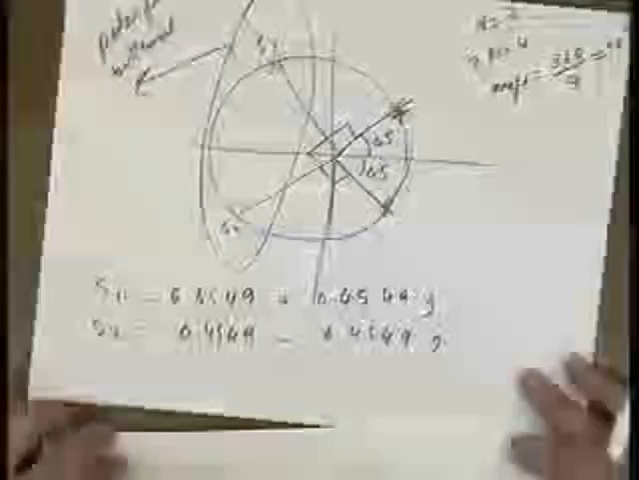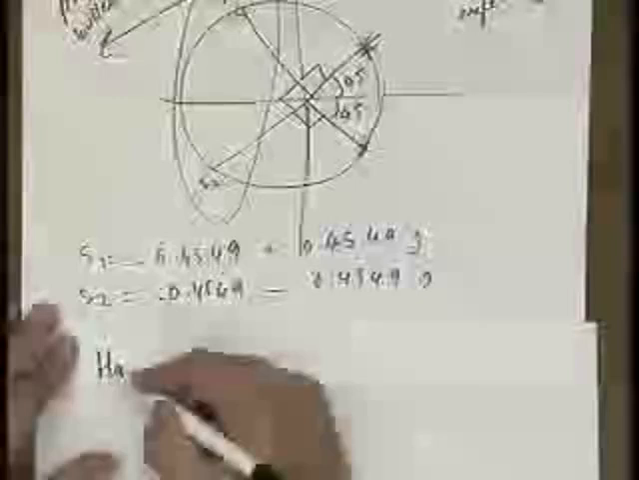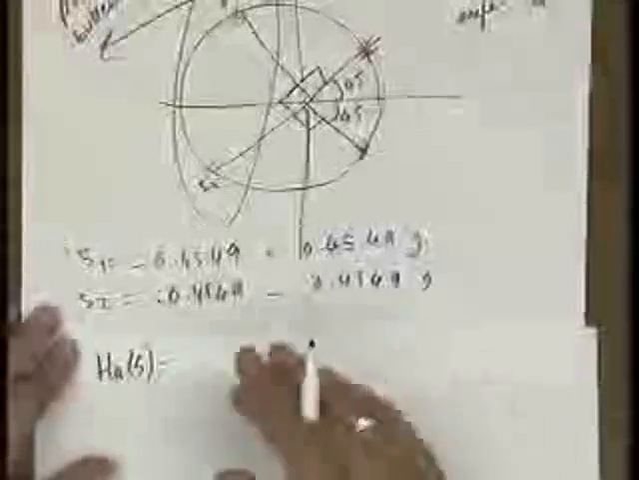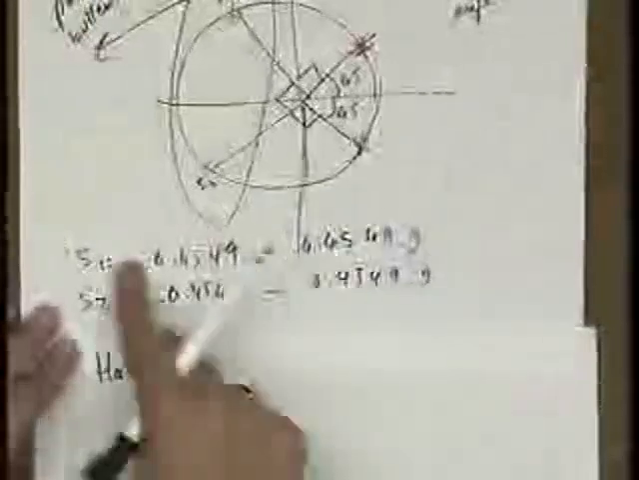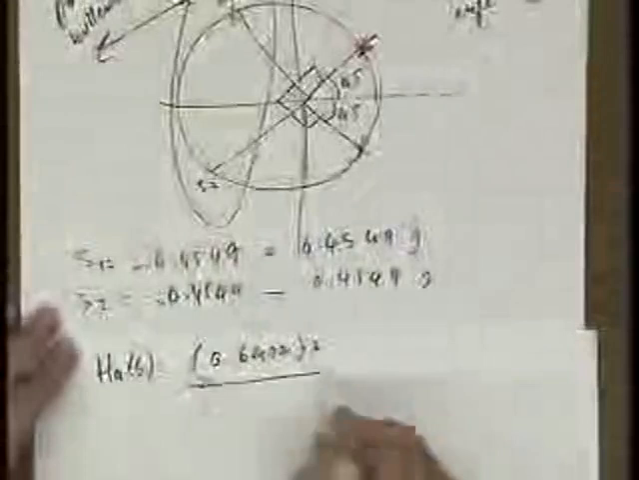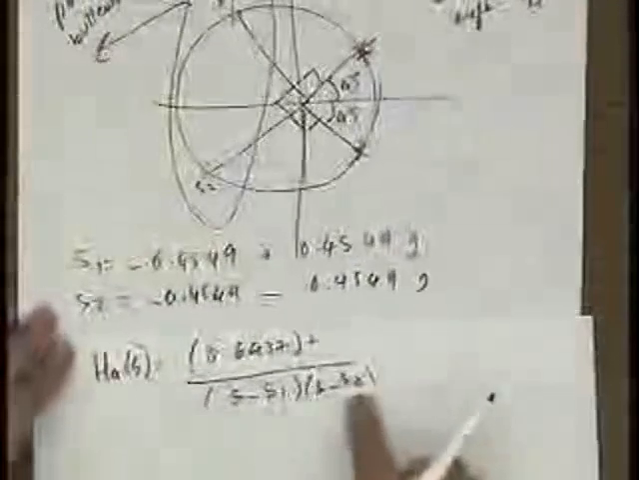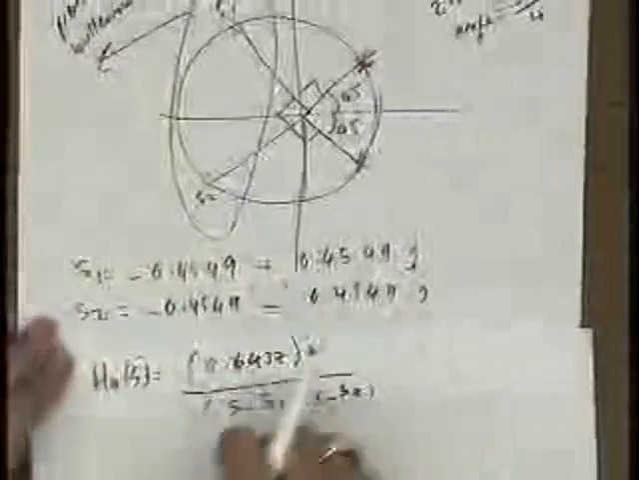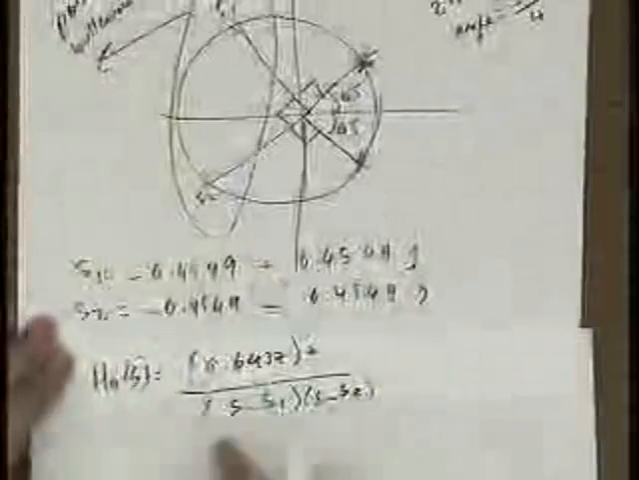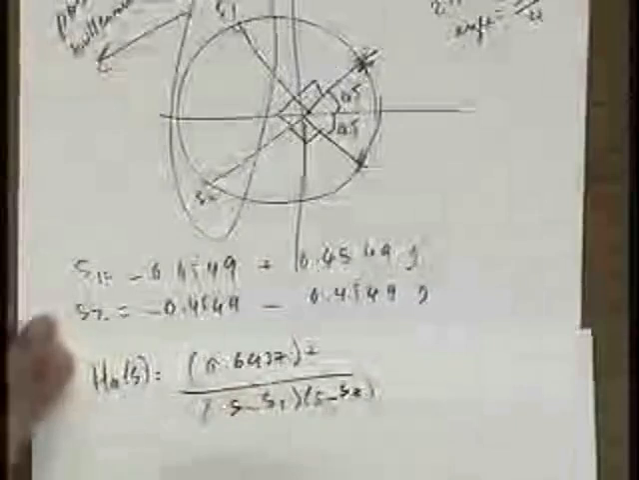So what that then means is H sub A of S has just one second order term. It's 0.6437 squared over (S minus S1)(S minus S2). And because S1 and S2 are complex conjugates, like we've shown here, this is going to be a polynomial of second order with real coefficients.